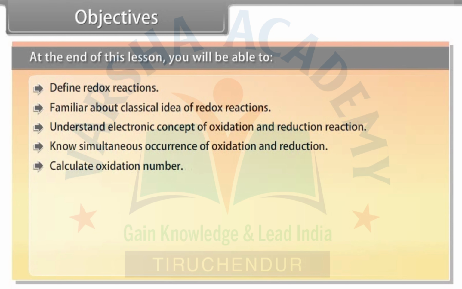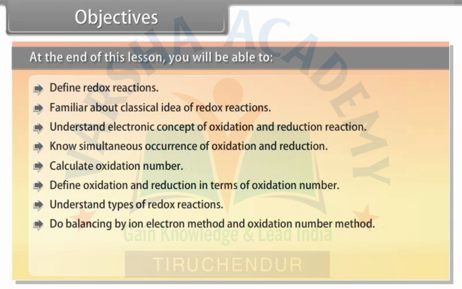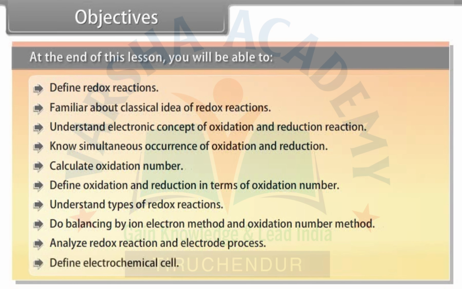Calculate oxidation number. Define oxidation and reduction in terms of oxidation number. Understand types of redox reactions. Do balancing by the ion electron method and the oxidation number method. Analyze redox reactions and electrode processes. Define electrochemical cell.